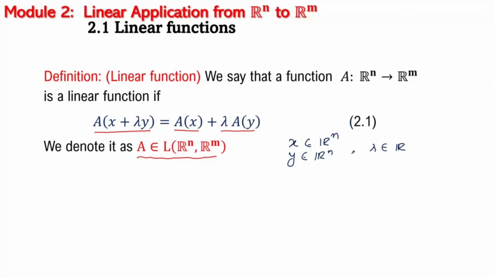Then by the properties we know that x plus lambda y belongs to Rn, and in the same way Ax and lambda Ay belong to Rm. Therefore the linearity condition is given by this equation.